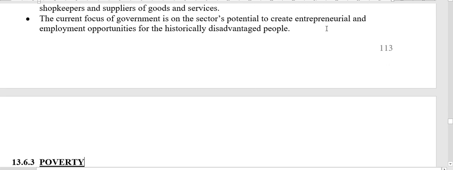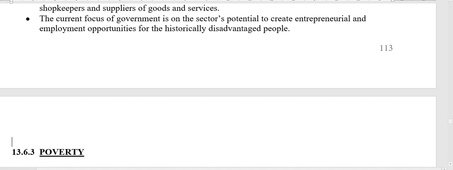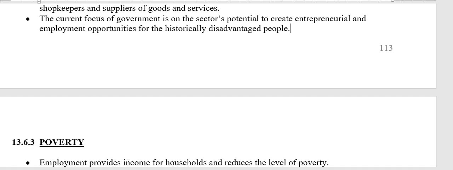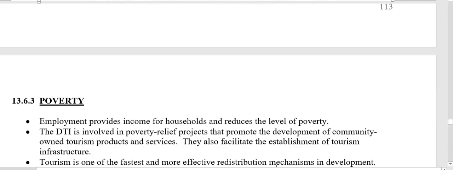Okay, so the focus in tourism currently is for the government to focus on the potential of entrepreneurship. All right, because we have such a high level of unemployment in the country, we want to focus on supporting small little entrepreneurs so that we can create jobs for historically disadvantaged people. And then marginalized people can get involved and reap the benefits of tourism as well.